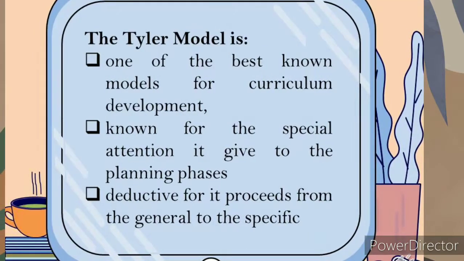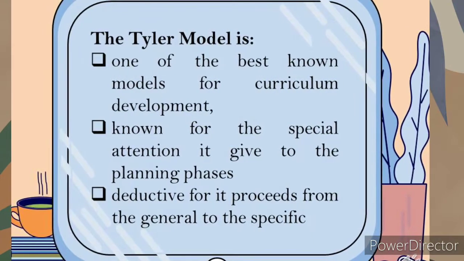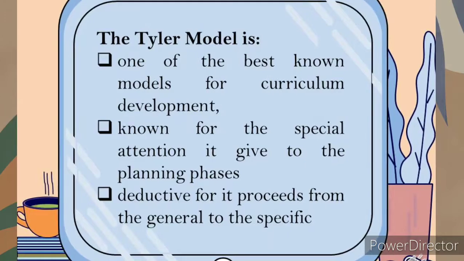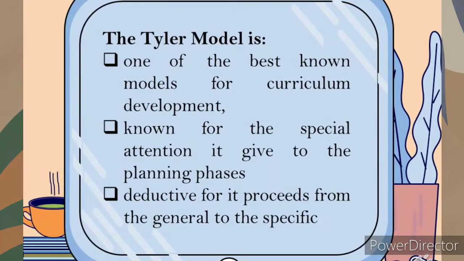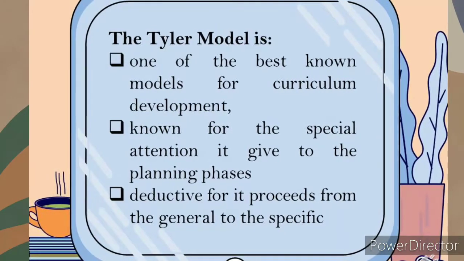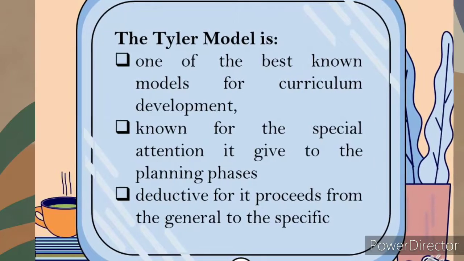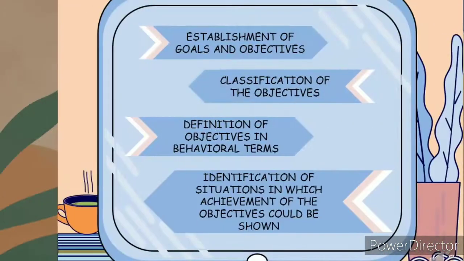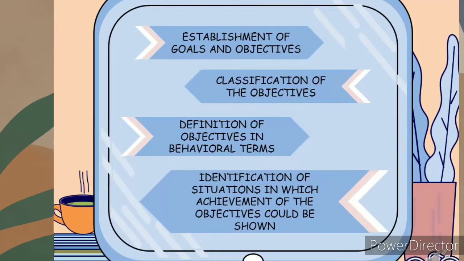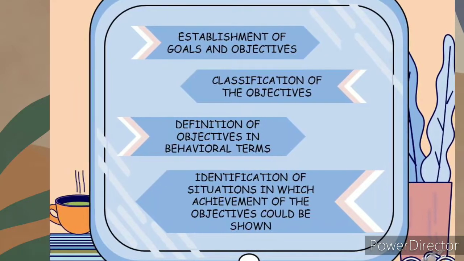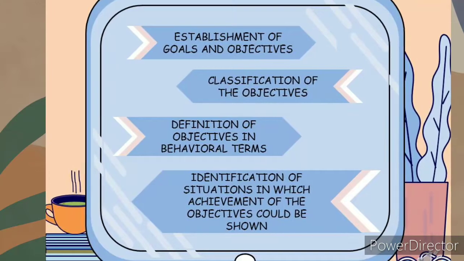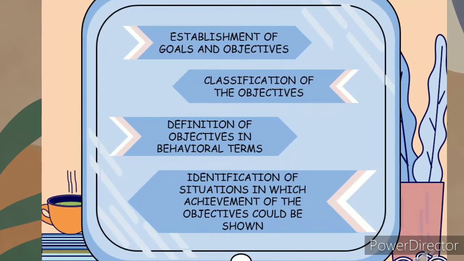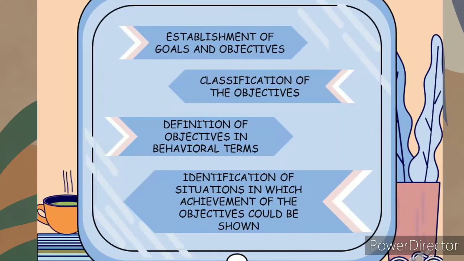The Tyler model is one of the best-known models for curriculum development. It is known for the special attention given to the planning phases. It is also deductive, for it proceeds from the general to the specific. Aligned to his model of curriculum development, Ralph Tyler, in 1950, proposed 7 steps for evaluating a curriculum.